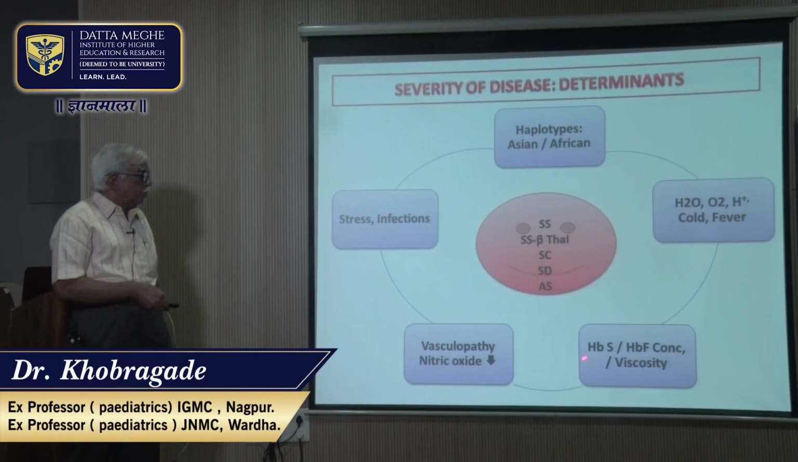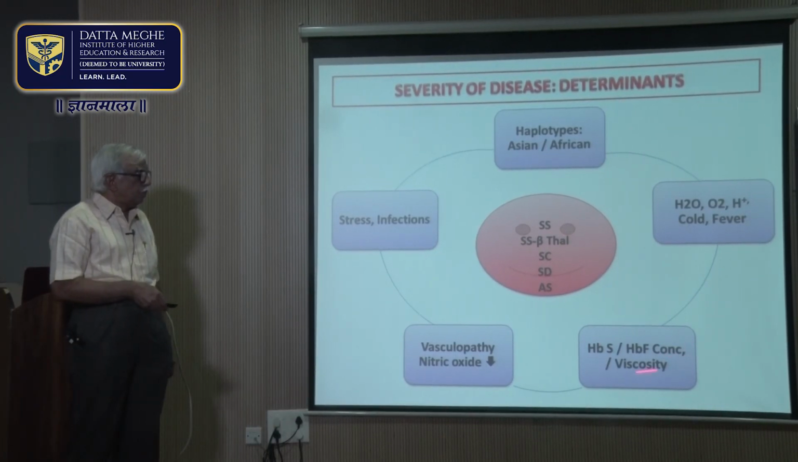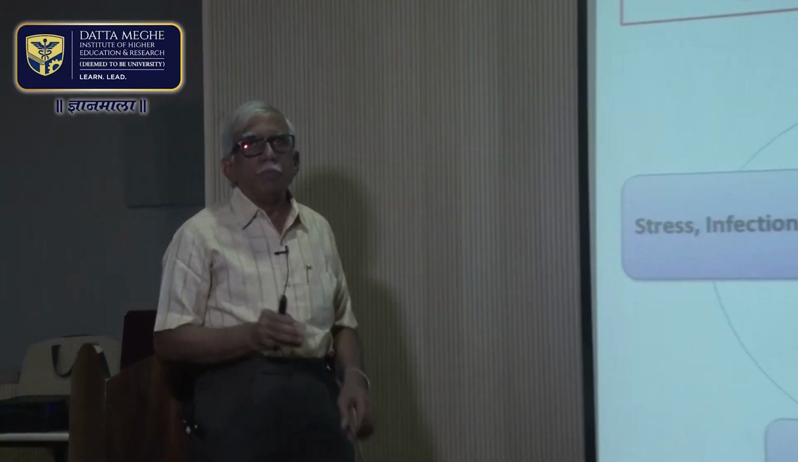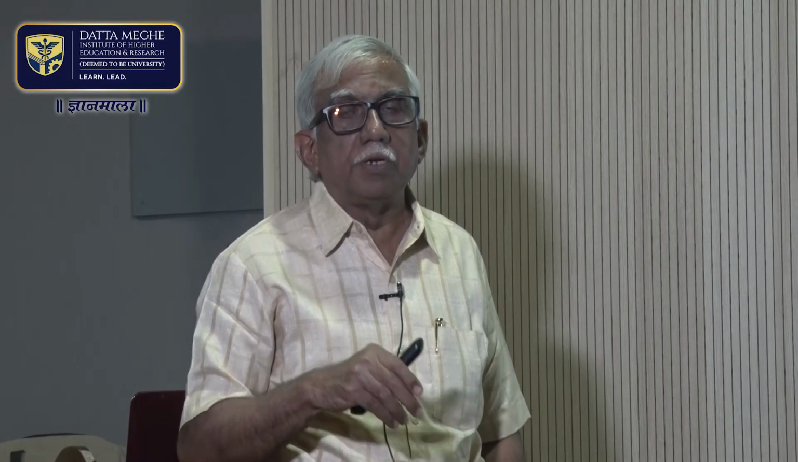Now, coming to the other constituents, hemoglobin S and hemoglobin F concentration and the viscosity. Suppose there are 5 children, and 2 of them have a very high hemoglobin, say around 9-10 grams, and another has only 6 or 7 grams. The chance of developing crisis is more in a child with a higher hemoglobin than in a child with lesser hemoglobin, because the viscosity is less when hemoglobin is less. Therefore, while giving a transfusion, the precaution is that he should not be given a hypertransfusion. If he is given more packed cell transfusion, he can again have more morbidity.